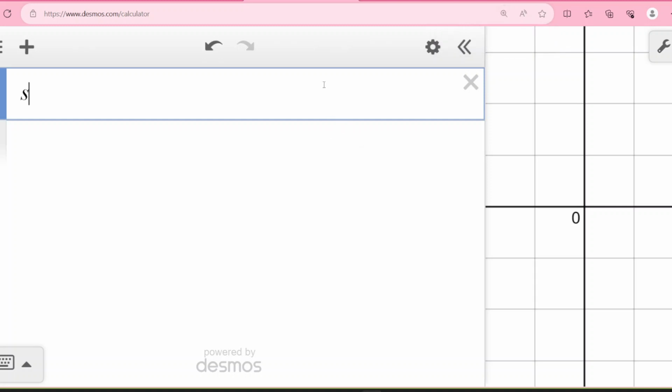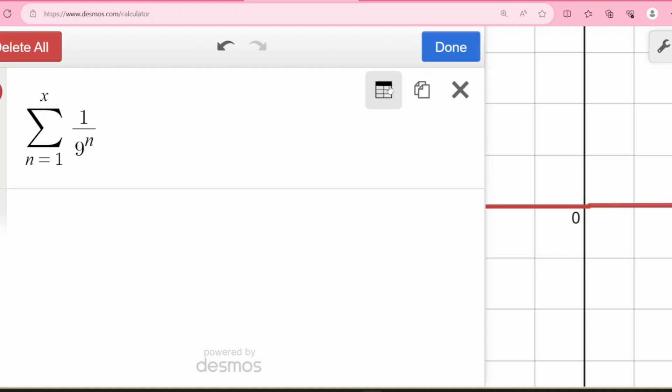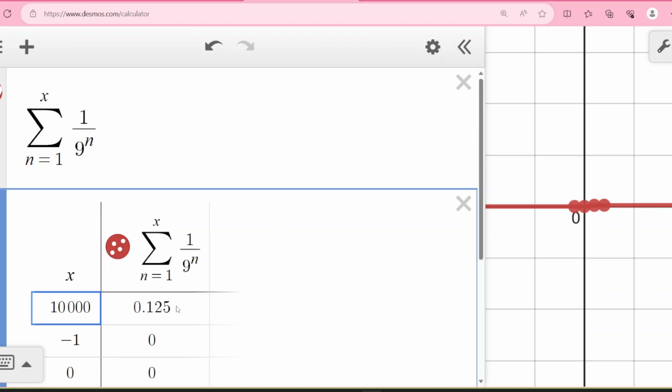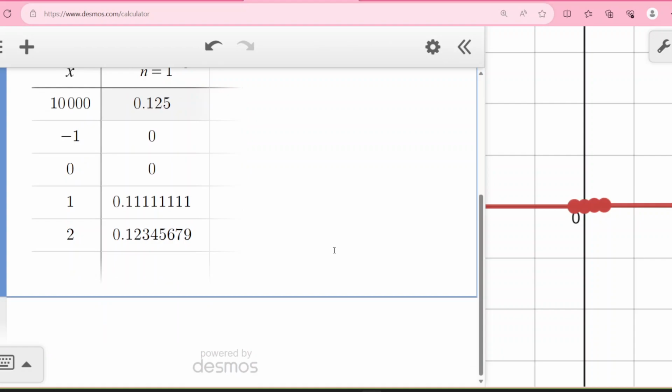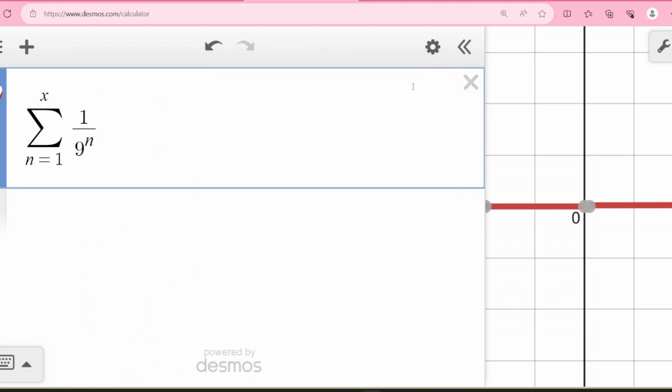So if I do the sum, we'll say 1 to x of just 1 over 9 to the n, and make a table here and put in higher and higher values of x. The first term is 1/9, then the sum of the first 10 terms, 100 terms. So you see, eventually, it's so close to 1/8, it just says it's 0.125. That's 1/8. All right. Now, look at the other series. So we saw this was convergent to 1/8, right?